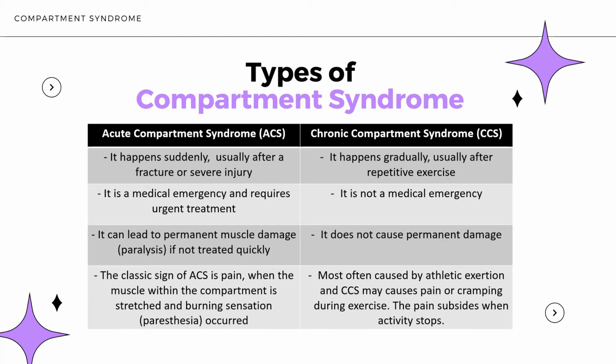Second is the chronic compartment syndrome. It happens usually after repetitive exercise. It is not a medical emergency and it does not cause permanent damage, and is most often caused by athletic exertion, and CCS may cause pain or cramping during exercise. The pain will subside when the activity stops.